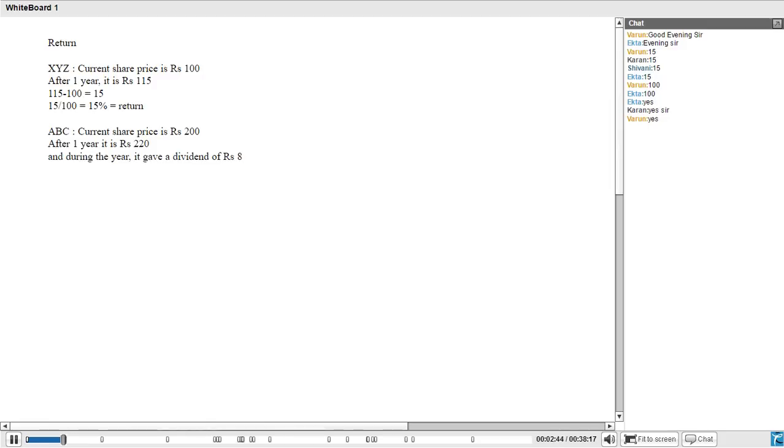Let's try and compute it. I bought the share for 200, I sold it for 220. So how much did I make on selling the share? 20 rupees. Also, I got a dividend of rupees 8. So total how much did I get from this share? 28. And what investment did I make? How much was the investment when I bought one share of ABC? 200. So 28 I earned on an investment of 200, and hence my return was 14%. Is that clear?